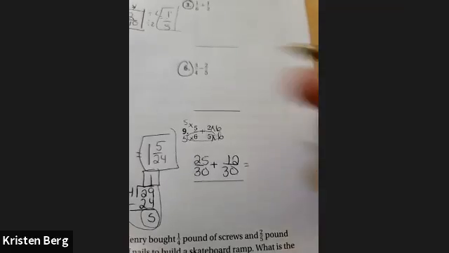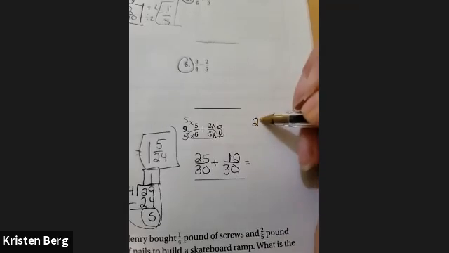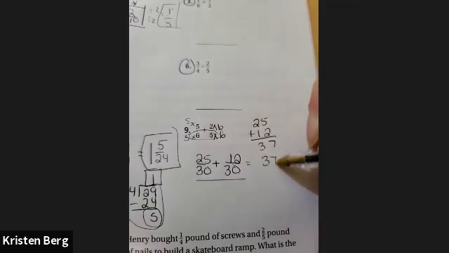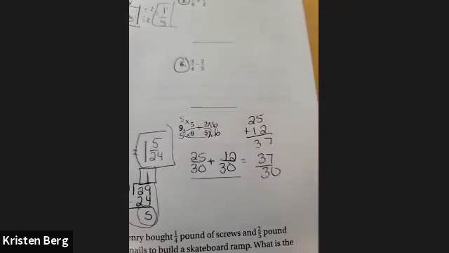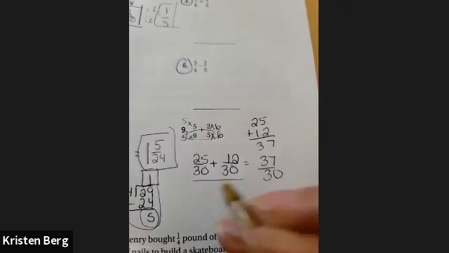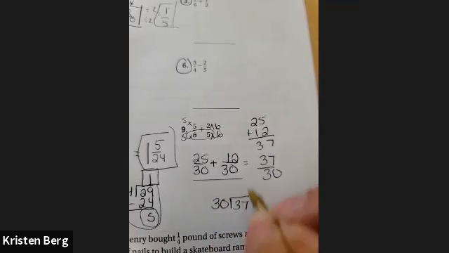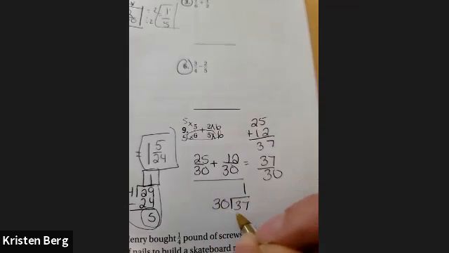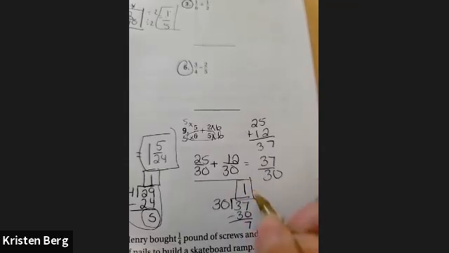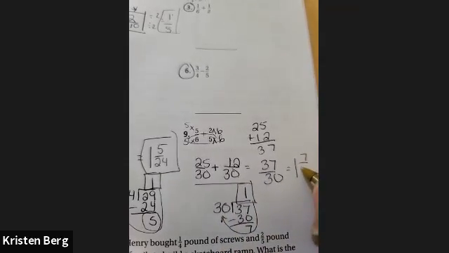So now I can go ahead and go across. 25 plus 12 would be 37 over 30. So again, this is considered an improper fraction or a big head, which we cannot have. So now I got to divide that out. How many 30s go into 37? That would be 1. That would be 30, subtract, that would be a 7. So my mixed number would be a 1 and 7 over 30. So 1 and 7 over 30.